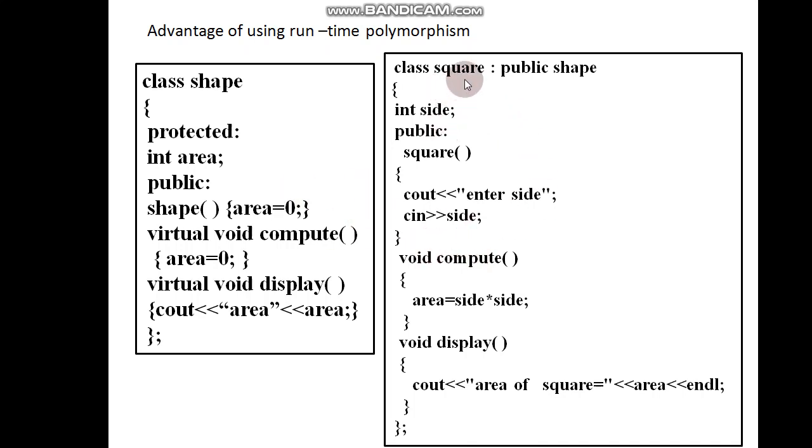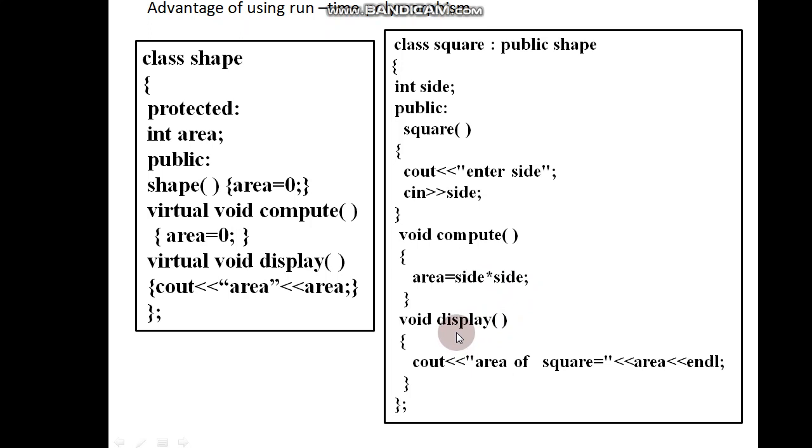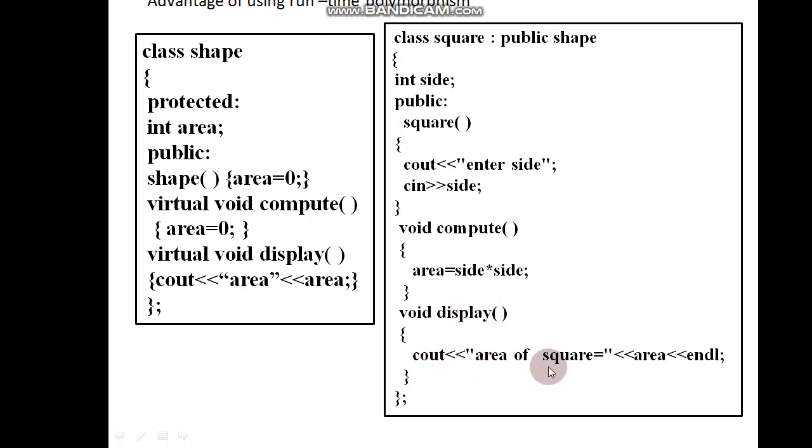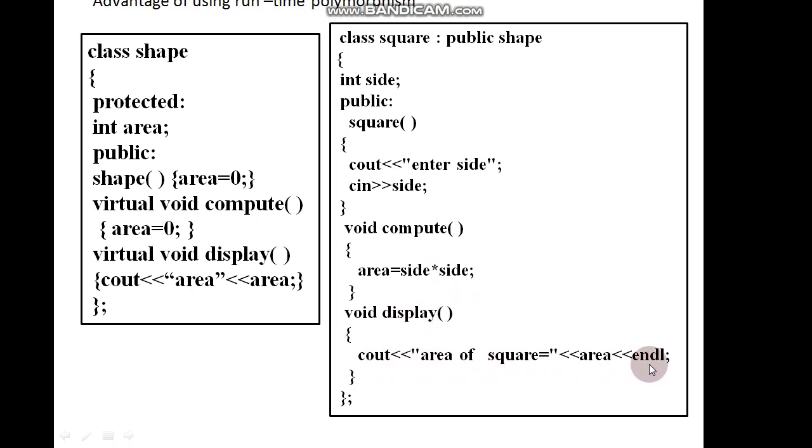Now square has its own members as well. Square will have a side. This class has a constructor function which reads side from the user. Compute function is overridden from the base class. It calculates area of a square. Display function displays area of a square.